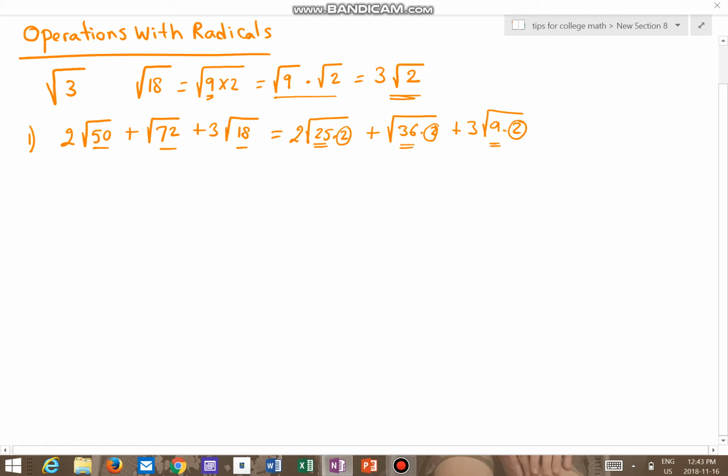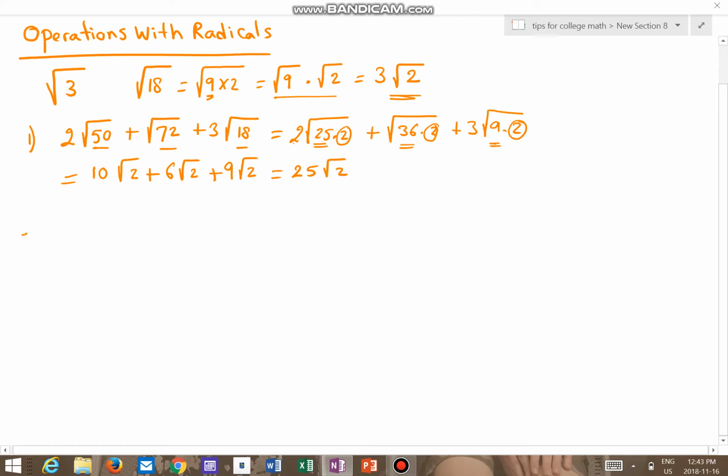I can take that complete square out of this radical and I am left with square root of 25 is a 5, right? So 5, let's multiply by 2, that's a 10 square root of 2, plus square root of 36, yeah, that's 6, 6 square root of 2, plus 3 times, okay, square root of 9, that's a 3. So 3 times a 3, that's a 9 square root of 2. Now I can simplify this expression. So that's 10 plus 6 plus 9, or I have 25 square root of 2, and that's the simplified version.